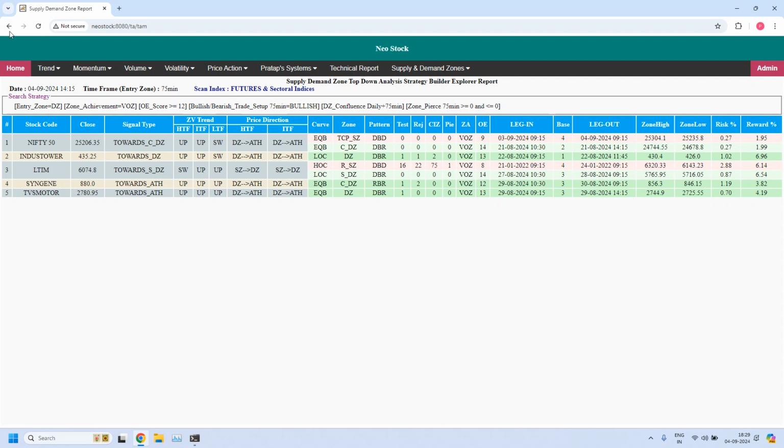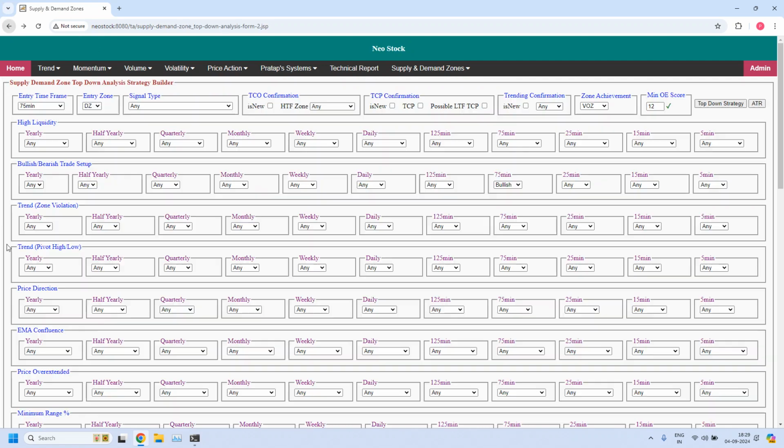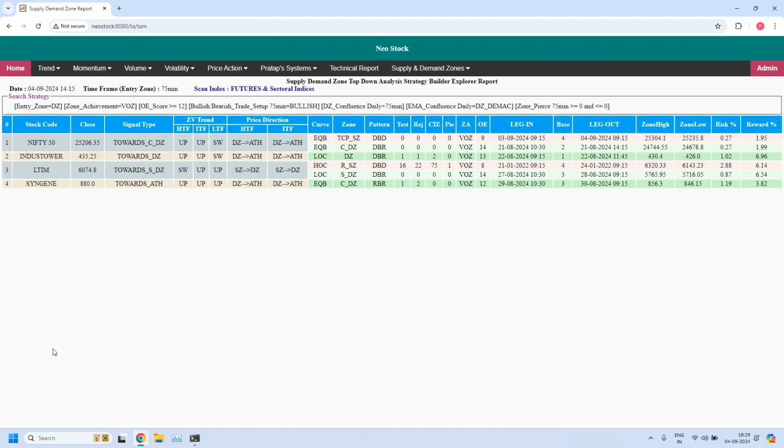If all the three filters are, EMA filter, let us set the EMA confluence daily time frame. I am looking for daily demand zone with daily EMA confluence. Out of 5, 4 stocks, all these 4 stocks are having EMA confluence. So it's a high probability trade setup, the demand zones.